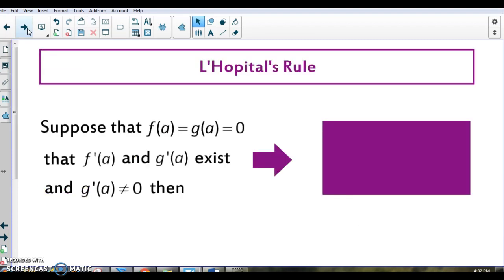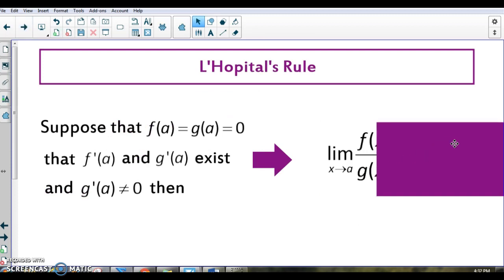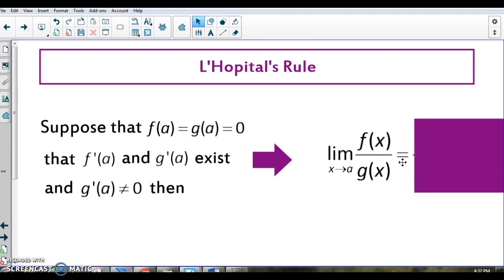So the technique that you're learning is called L'Hopital's rule. And basically what's happening is you're trying to evaluate this limit right here, the limit as x goes to a of f of x over g of x. And the situation that's occurring is that the numerator is equal to 0 and the denominator is equal to 0, which should sound familiar because last year we would have called this an indeterminate form. And most of them last year you would have been able to factor and reduce. This is not going to be the case here.